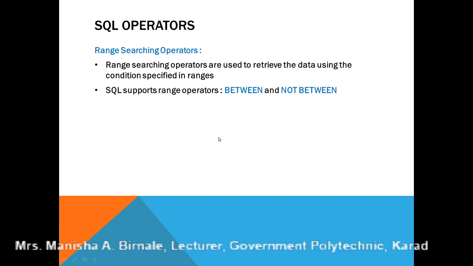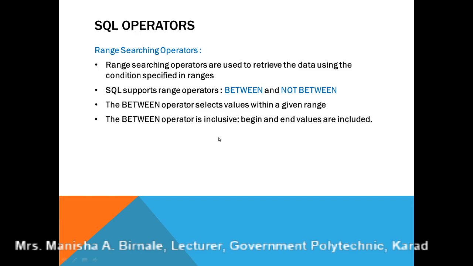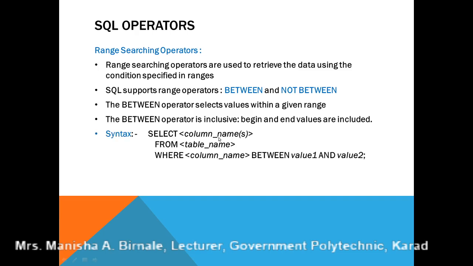SQL supports the range operators between and not between. The between operator selects values within a given range, and the between operator is inclusive, means begin and end values are included. So for this between operator you have to specify a begin value and an end value, and it will search for records which include the beginning and end values. So the between operator is inclusive.